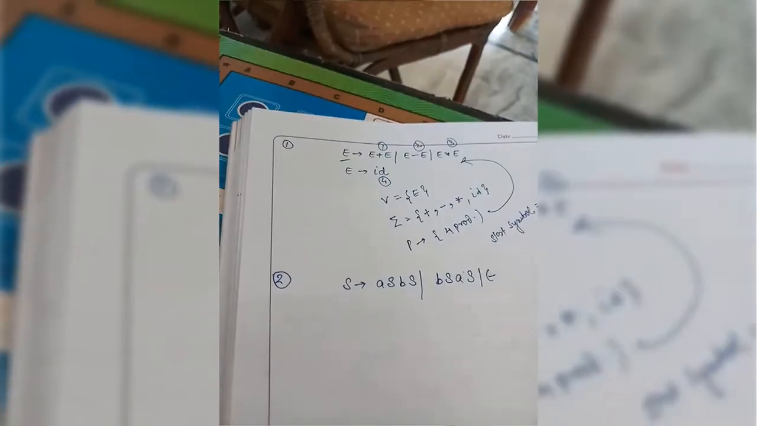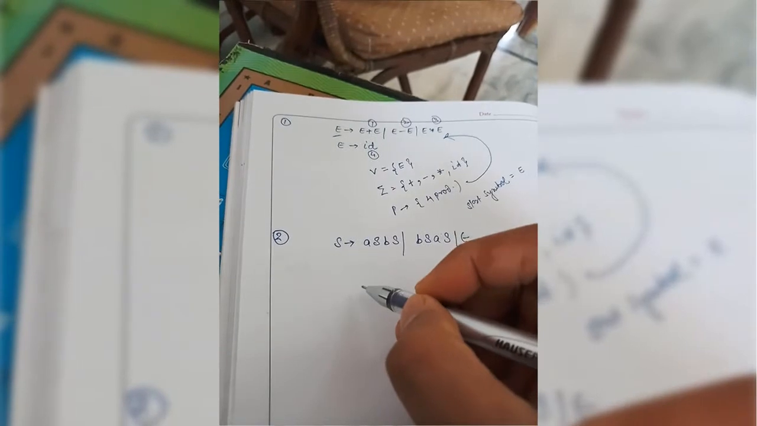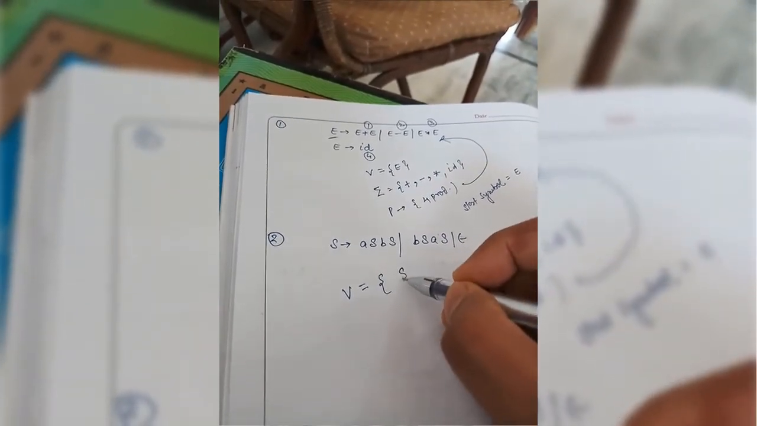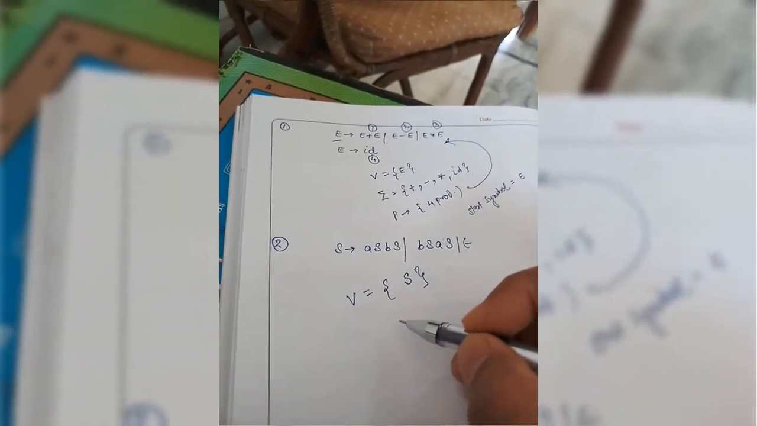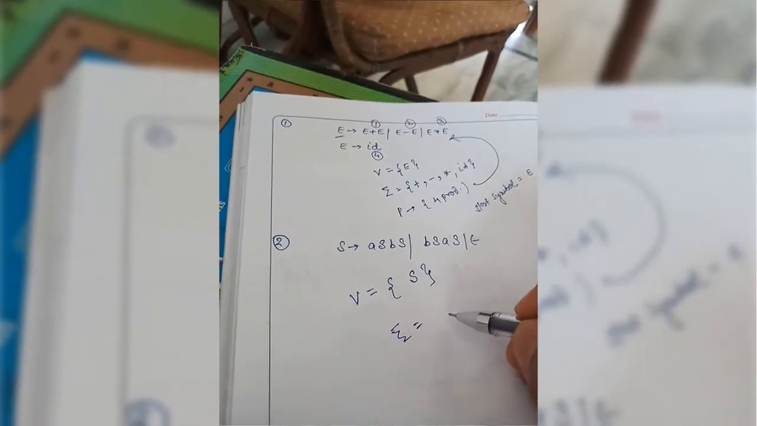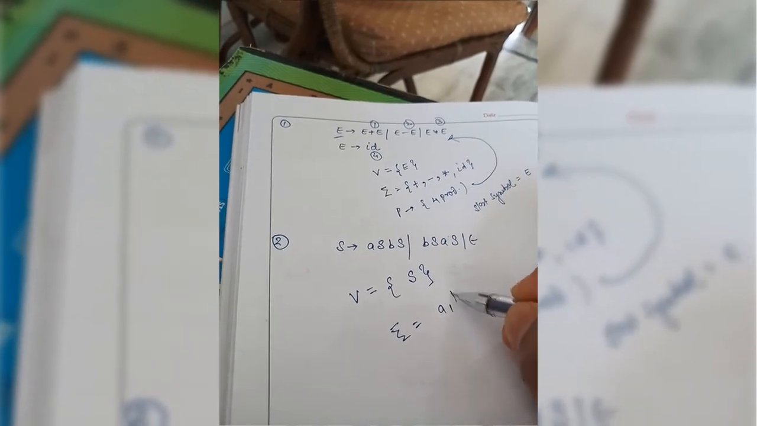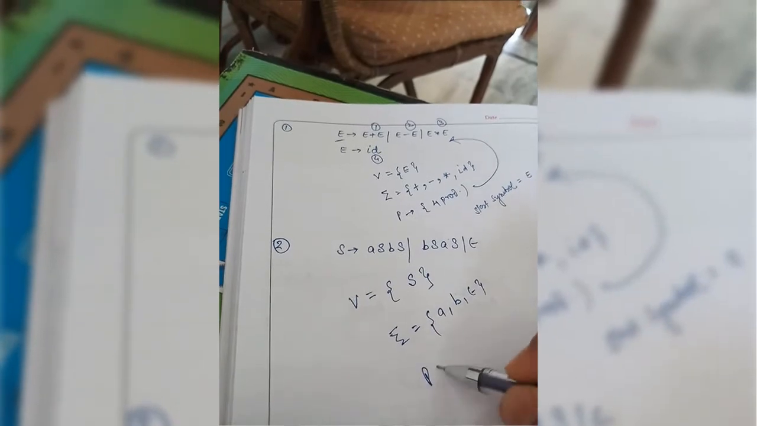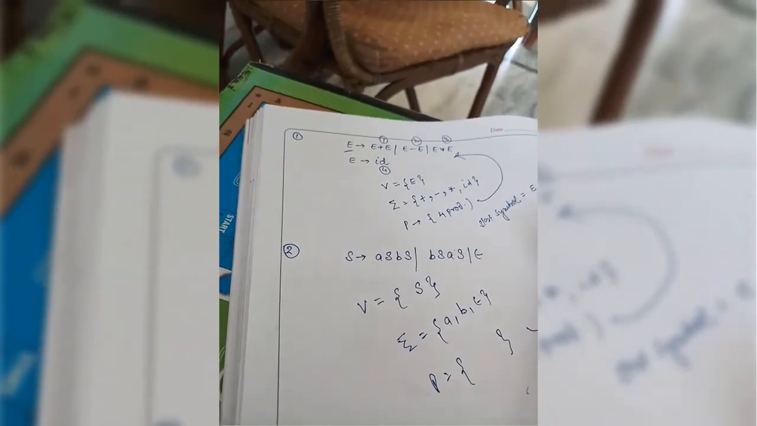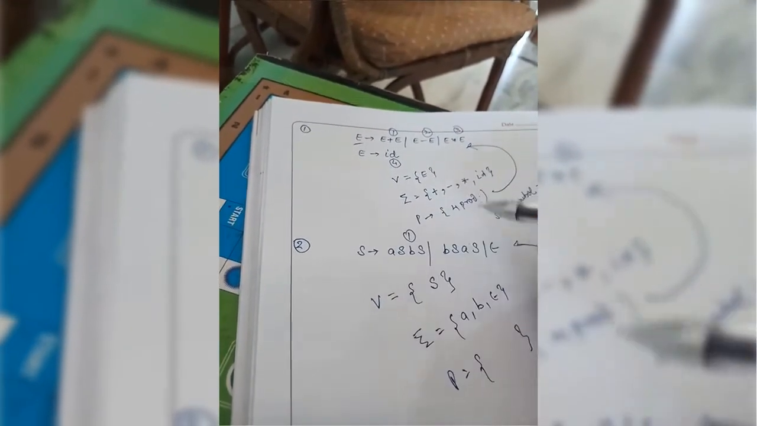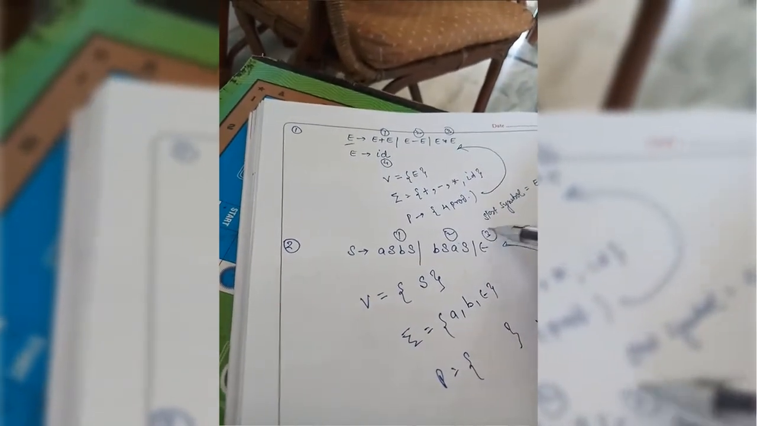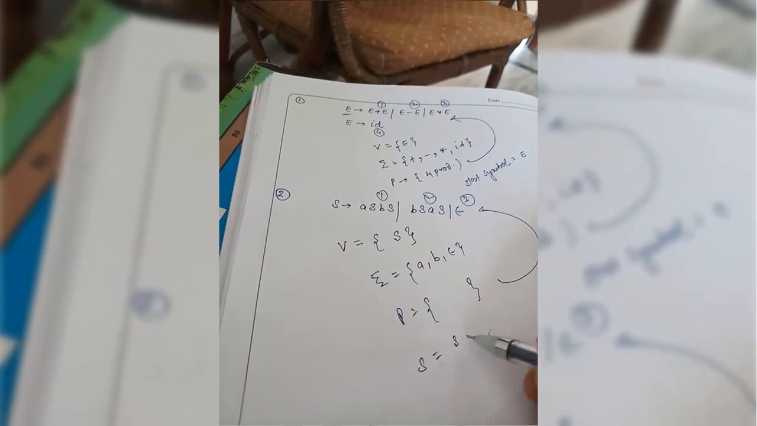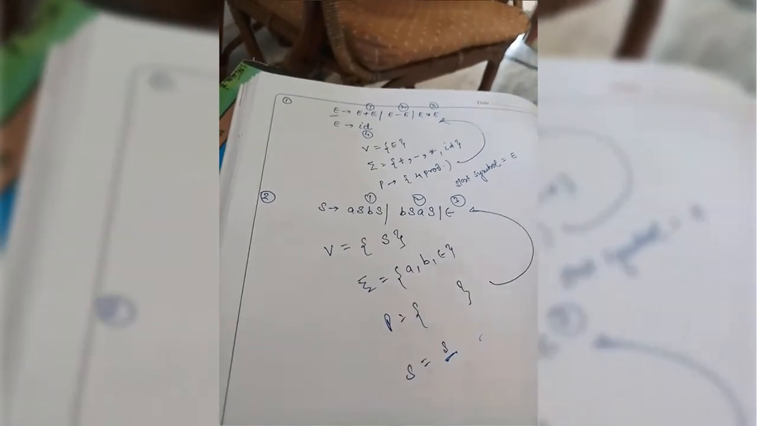Here it is E. Let's take one more example. Now V, how many variables are there? Only one, that is S. How many input symbols are there? You can say small a, small b, and epsilon. How many production rules are there? There are 3 production rules: production rule 1, production rule 2, and production rule 3. Which one is the start symbol? That is S. So this is how to read a grammar.